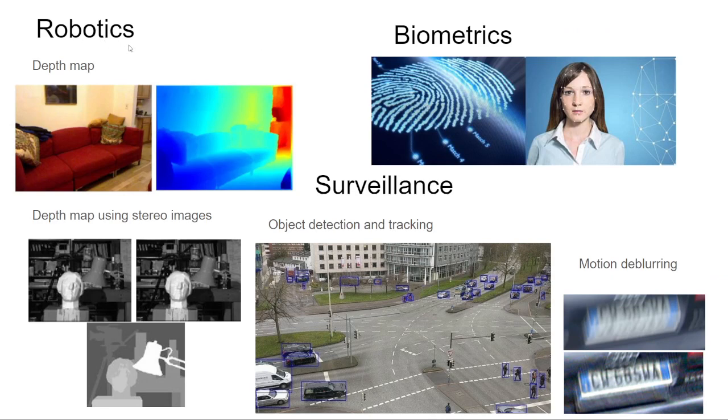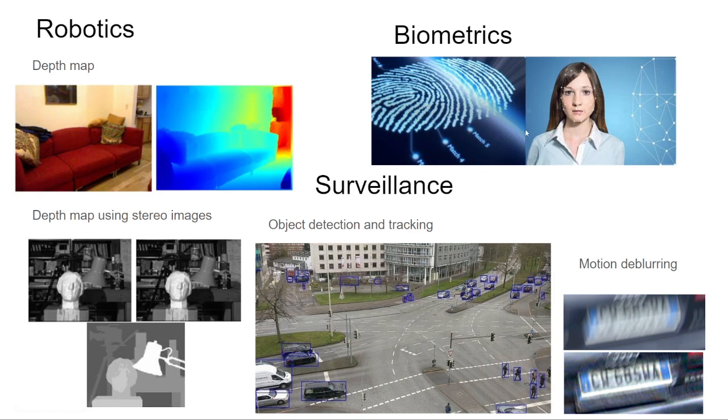Then comes robotics. In robotics, we have to find out the depth map. Depth map is from a monocular image, from one image. So here you can see this portion is actually far from the camera, so that portion will be given red color, and the nearby portions will be given blue color. So this is the depth map from this image. This thing we have to find out from a single image, and from two images, from stereo images, we have to find depth. So this is also another application.